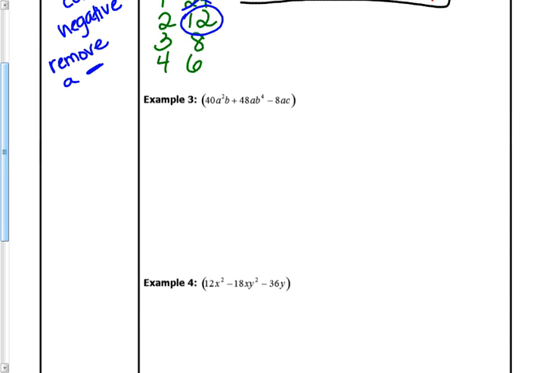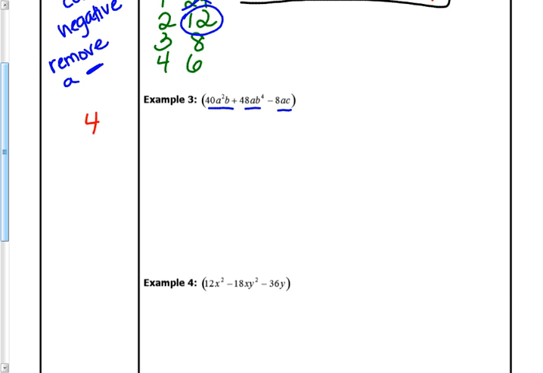Okay, we're going to try another one. Example 3. This time, if you notice, all three terms here have some variables, right? So if they all have a variable, there's a possibility that we can actually remove a variable here. I'm going to start with my coefficients first, the 40, 48, or 8. My leading coefficient, this 40, is not negative, so I don't have to worry about removing a negative. So I'm going to take the number 40, or you can choose any one of these coefficients to start.